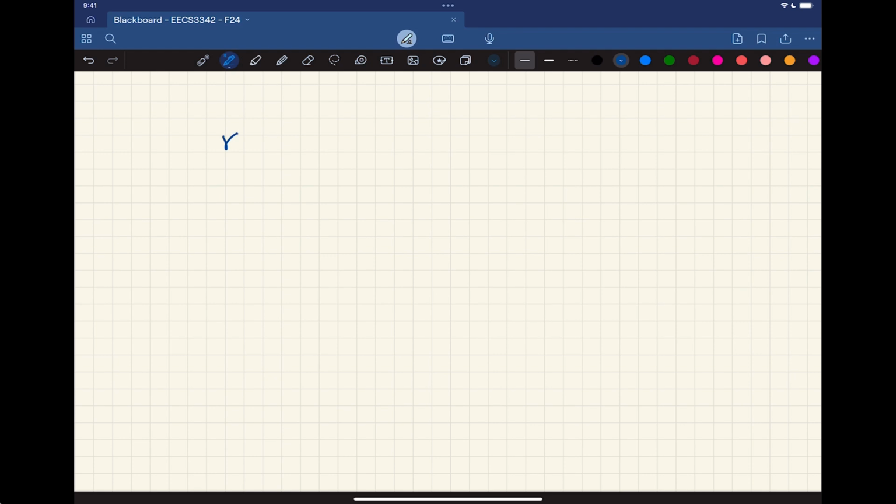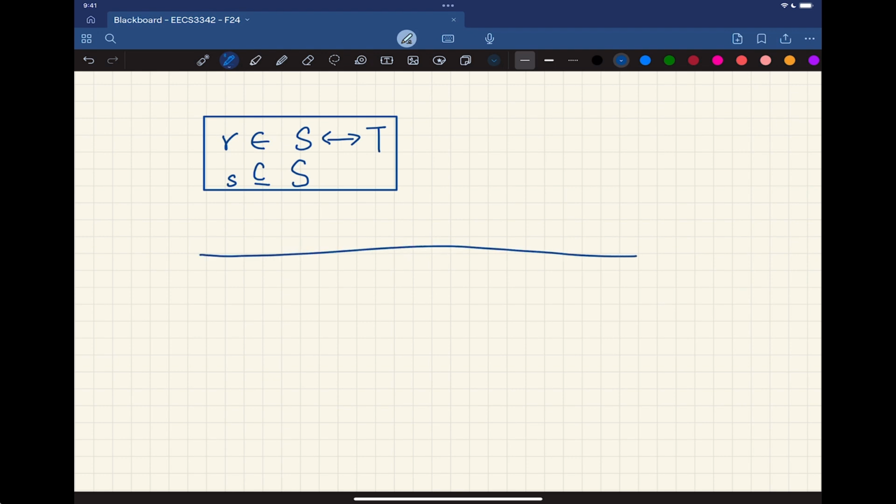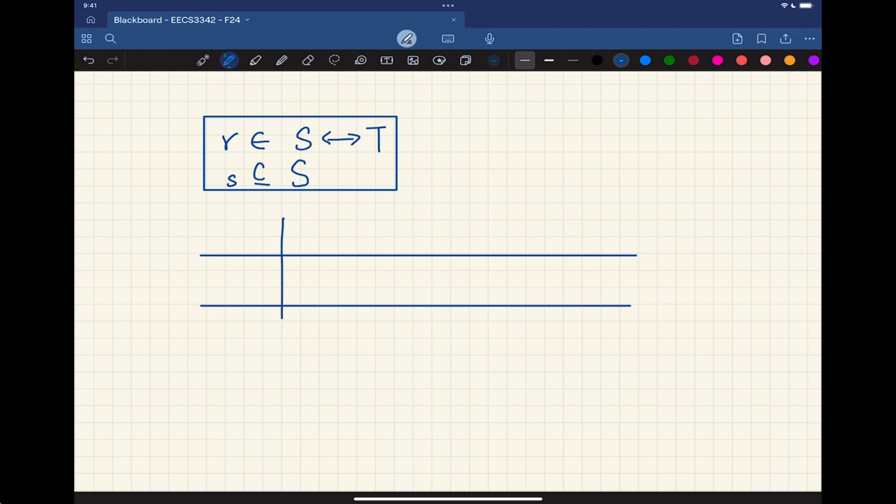If I got R as a relation, a member of S, relation T, and let's assume we got little s is a subset of big S. Let's say that's what we're given. And we're going to talk about 4 things together. So let's have a table here, and then another one here, and another one here.